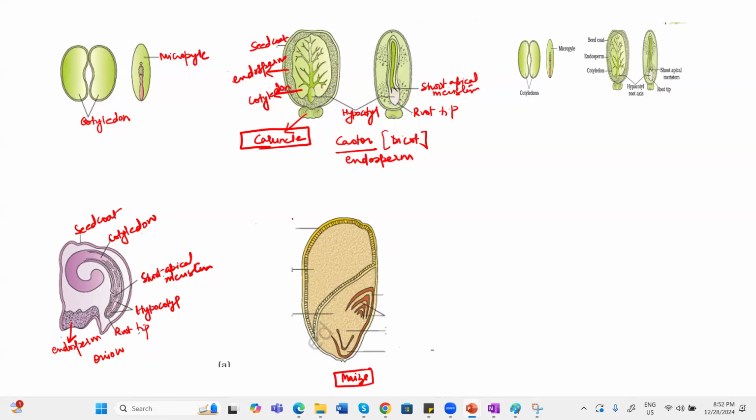So this is pericarp. Pericarp means the ovary wall changes into the fruit wall, that is known as pericarp. And here pericarp is fused with the seed coat. Such types of fruits are dry indehiscent. Okay, dry indehiscent fruit. And this is endosperm. And you know very well endosperm ploidy is 3N.